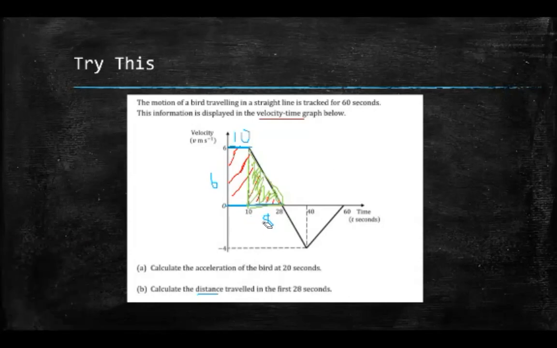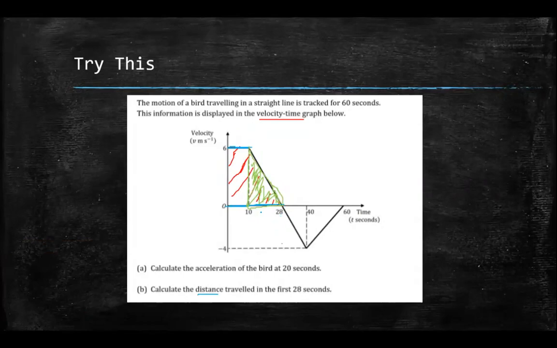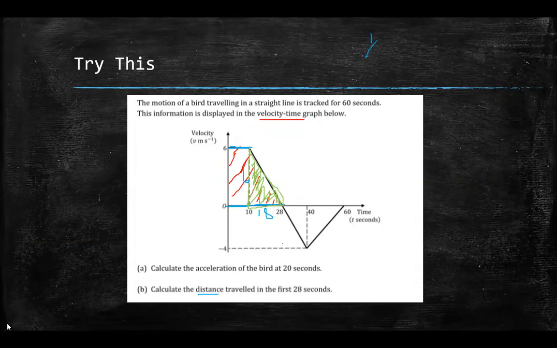Let me find everything I need for my triangle. Base: 10 and 28, so this is 18. Height: 0 to 6, so that's still 6. The area of a triangle, let me use the green to show you, is the area for the green part. So a half by base by height, half of 18 by 6, should get 54.